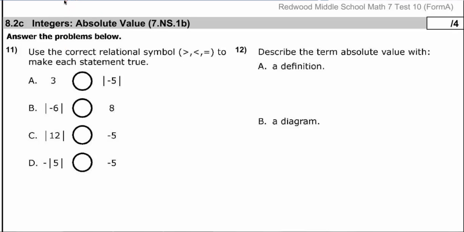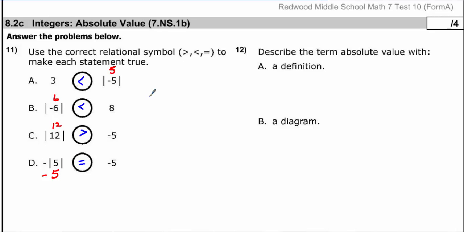So on 11, we should do the same thing again that we talked about last time. We should go through and simplify. This simplifies to 5, to 6, to 12. This one, a little trickier. The absolute value of 5 is 5, so the opposite of that is -5. And now we're ready to compare. 3 is less than 5, 6 less than 8, 12 greater than -5, and -5 is equal to -5.